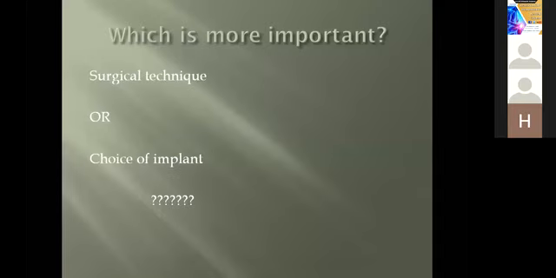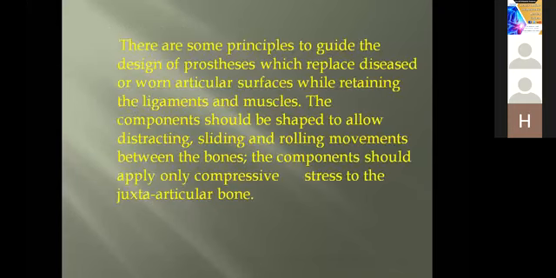Which is more important, surgical technique or choice of the implant? If you are asking me, surgical technique is the key for success. Choice of the implant is a good tool which could be used by a good surgeon to achieve good results. There are some principles to guide the design of prosthesis which replace the diseased or worn articular surfaces while retaining the ligaments and muscles. The components should be shaped to allow distraction, sliding and rolling movements between the bones according to the 3-axis policy that Dr. Sufyan talked about. Components should apply only compressive stresses to the juxta-articular bone.